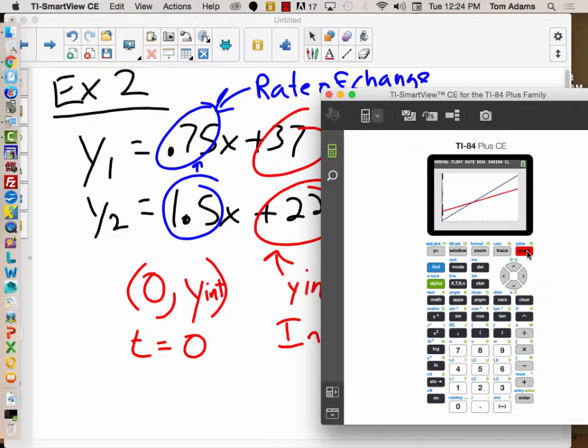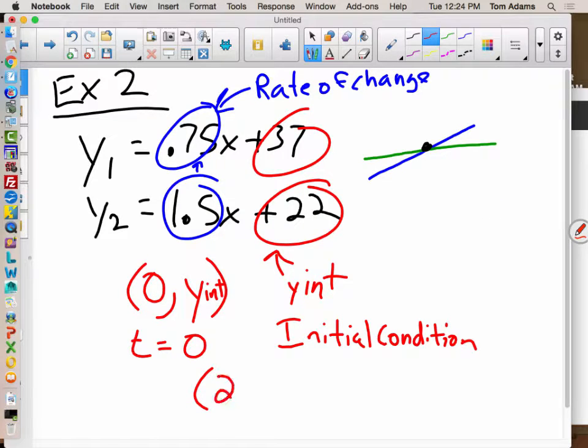Now I'm just going to find the intersection of these two lines. Hit second, calc, go down to option 5 for intersect. Use my cursor to get that pretty close. And I'm going to hit enter, enter, enter, 20 and 52. Now what this is saying is the intersection here is at 20, 52.